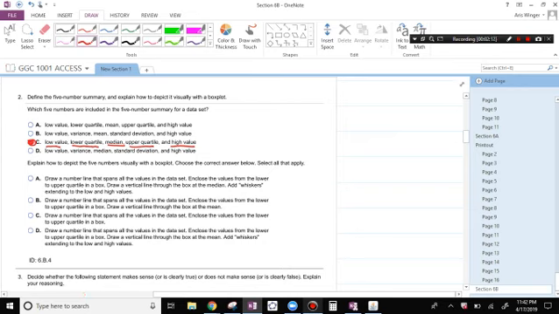To make a box plot, you would do something like this. Where this is the minimum, this is Q1, this is the median, this is Q3, and this is the max. Draw a number line that spans all the values of the data set and enclose the values from the lower to upper quartile in a box. That's why it's called a box plot.